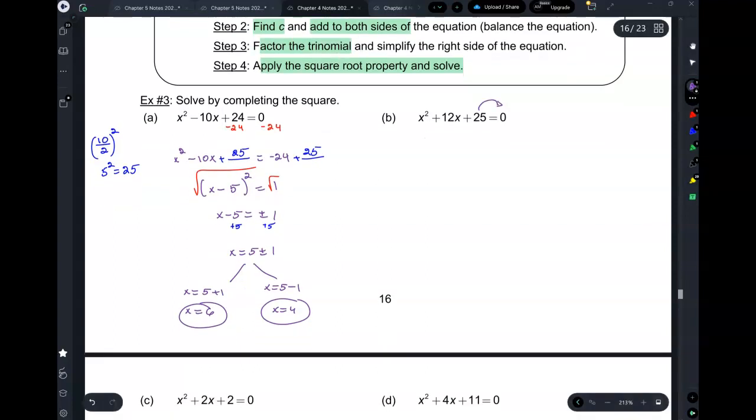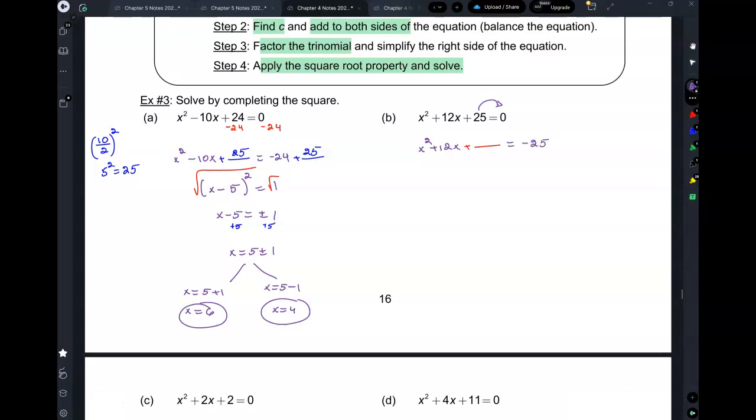So move the 25 to the other side. So x squared plus 12x plus a number equals negative 25 plus a number. Okay, what number goes there? 12 over 2, 6 squared, that's 36. Okay, and you can use your calculator to do that, right? 12 divided by 2 squared. Please, please, please use your calculators for these calculations so you don't make mistakes, right? Especially when you have negative numbers and whatever.